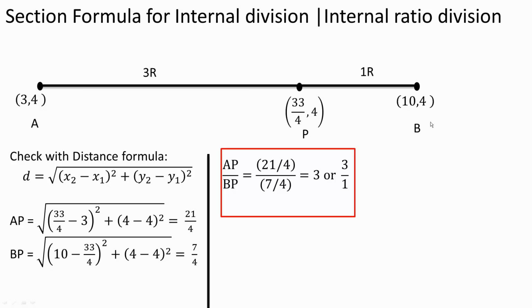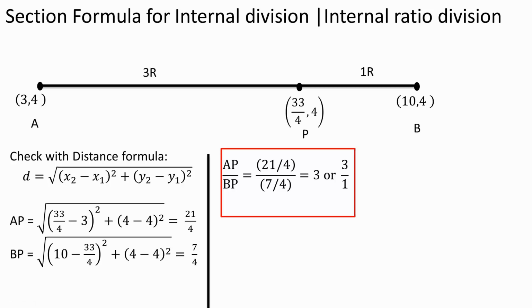And next we will do PB. So we can do 10 minus 33 over 4 squared plus 4 minus 4 squared, and we get 7 over 4. Now remember, I made a big emphasis on ratios. So AP is 3 times as big as PB. So the ratio of the distance of AP over BP should also be 3 to 1. And let's check. AP is 21 over 4 divided by BP, 7 over 4. So 21 divided by 7 is 3, or 3 over 1.